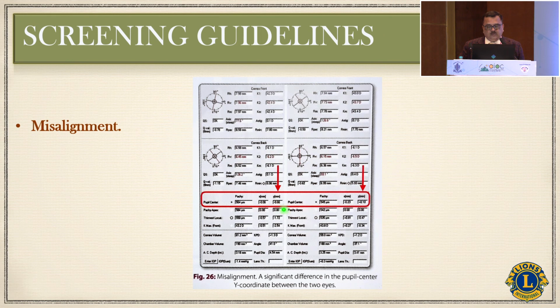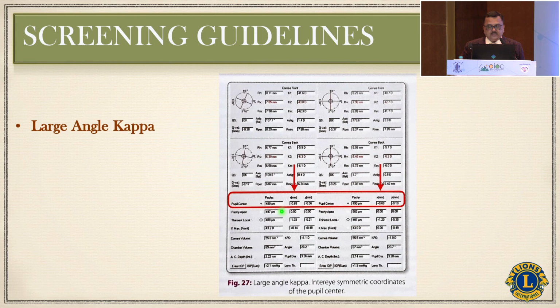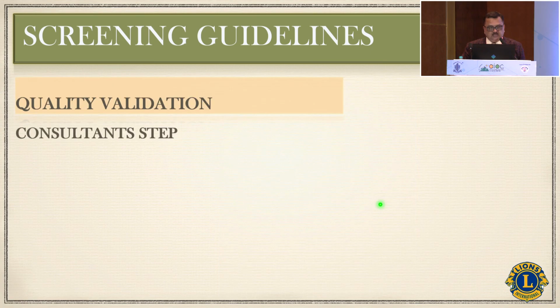Here the value of Y is in minus. Here the value of Y is in plus. This is misalignment. Large angle kappa, if you see, the X value is more than 0.42, but here it is 0.68 and 0.69. It is large angle kappa, but there is no misalignment because the value difference is not there. Because the Y and Y are similar, the X and X values are matching with each other.